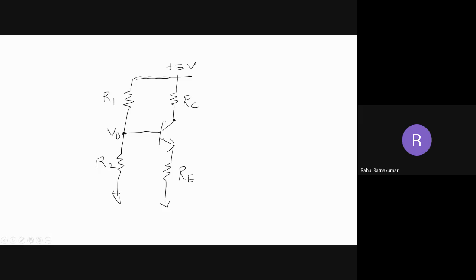Here also we have a beta variation. Initially beta was 200. Now beta has changed, beta dash equal to 300 something. Now here also you can see what is happening. If I use another color, here also VB is fixed. Voltage divided VB is fixed. We already know VB is plus 5 volt. Therefore, VB is VCC into R2 divided by R1 plus R2. This is fixed.